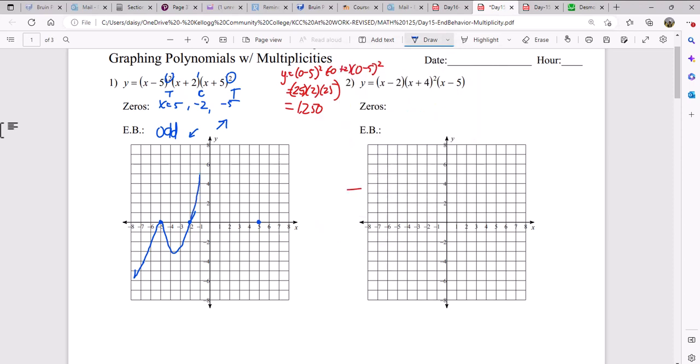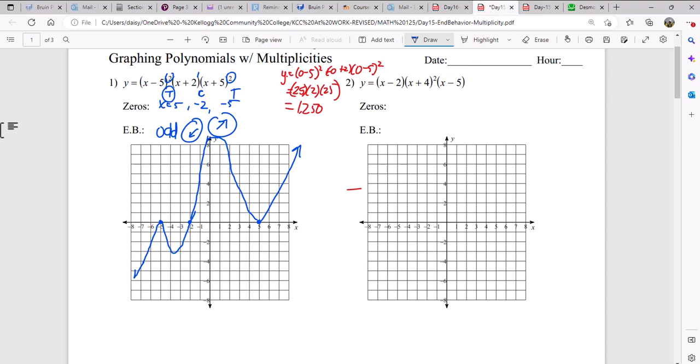So we know this is going to shoot way off the graph, up, and of course I'm not going up that high. But we know it's going to cross at 1250, and then I'm going to come back down, and when it gets to positive 5, I know that it's also going to touch because of that multiplicity. And then it's going to go off to the other side, which makes sense with the end behavior.